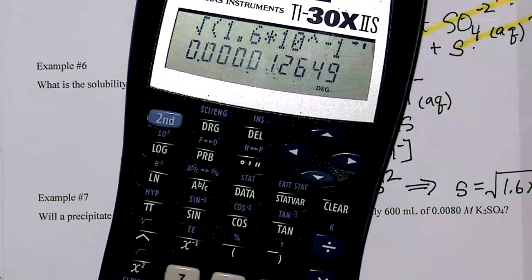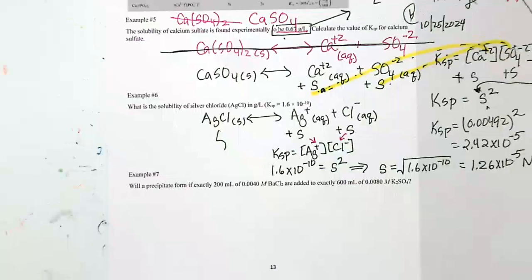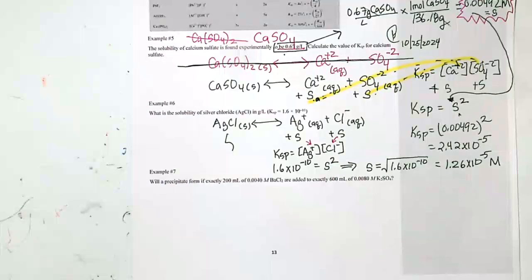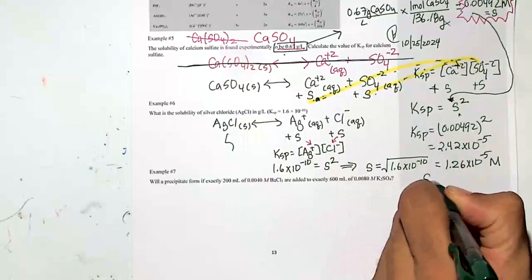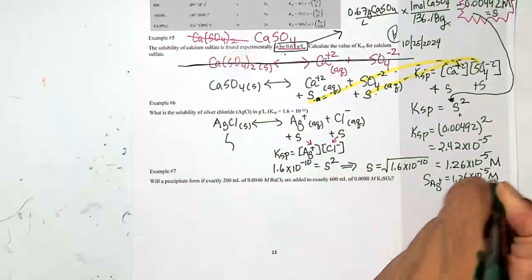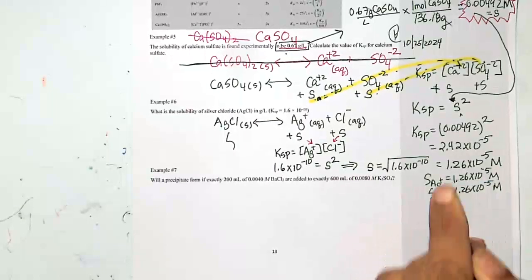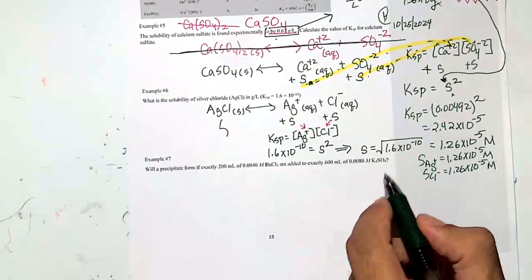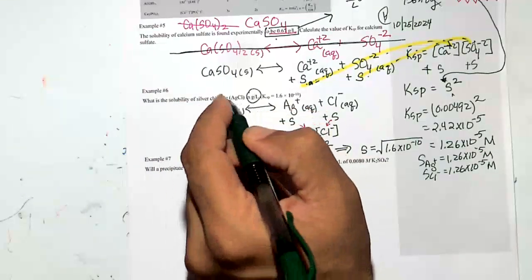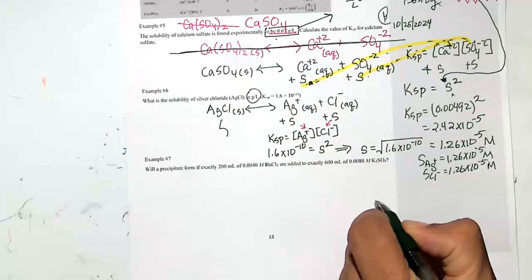1.26 times 10 to the minus 5. Okay, units are molar. Because it's 1-to-1, the solubility of silver will be 1.26 times 10 to the minus 5 molar. The solubility of Cl minus will be 1.26 times 10 to the minus 5 molar. It's a 1-to-1, so let's convert it to grams over liter by multiplying by the molecular weight.